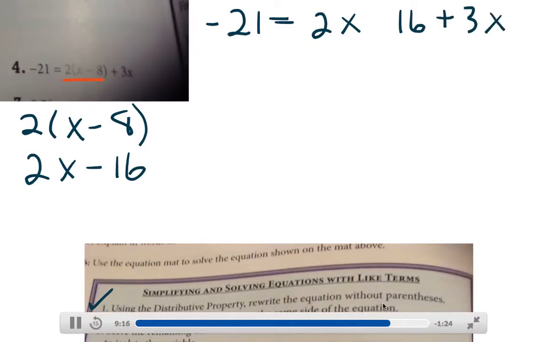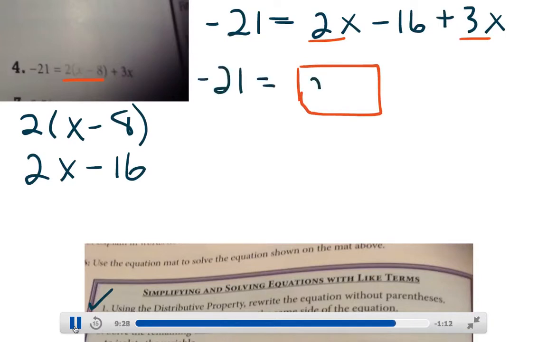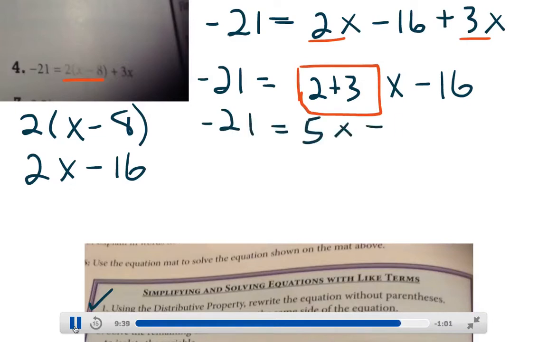I'm going to back that up, see if it will show my minus there. Let's try it again. 2x minus 16 plus 3x. So I have 2 terms with x. I'm going to underline those, combine those, so negative 21 equals 5x minus 16. So this is a 2-step equation.